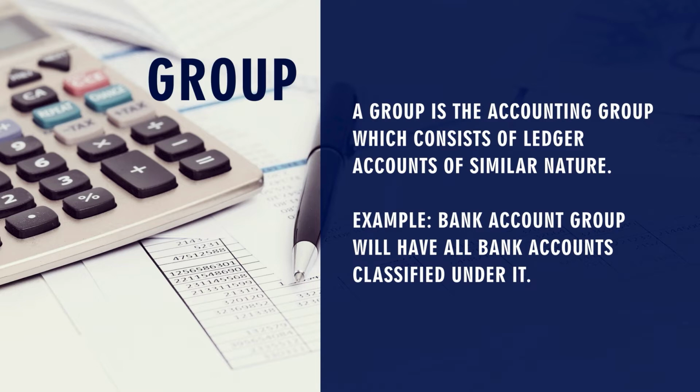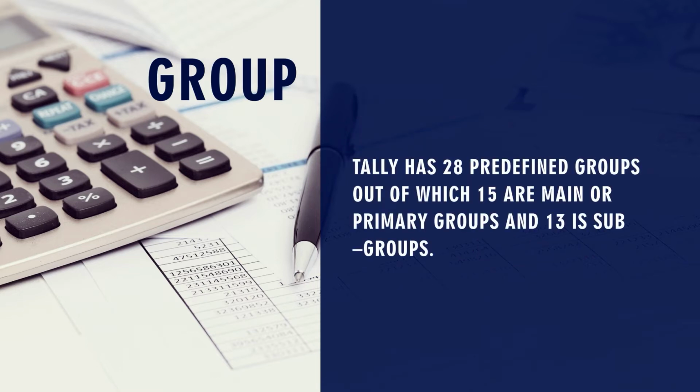with the different banks. Now in Tally there are 28 predefined groups, out of which 15 are main or primary groups and 13 are the subgroups. These groups are already there and you can view them while forming the company. You can add any new group if you want as per your choice.